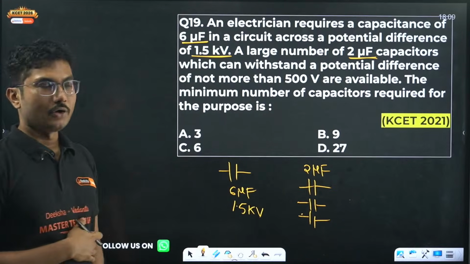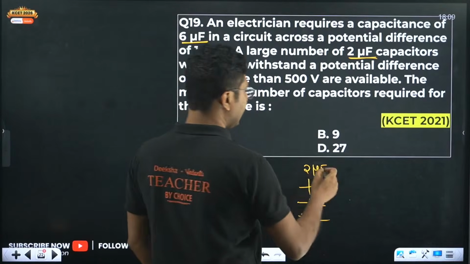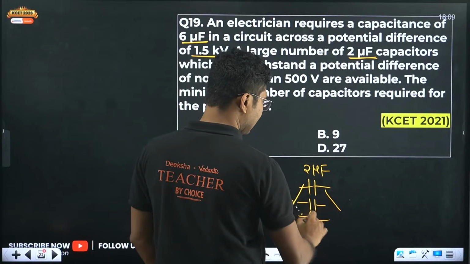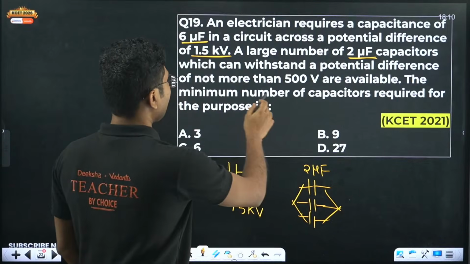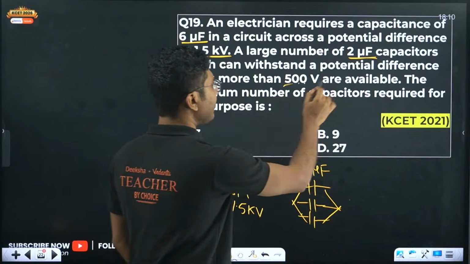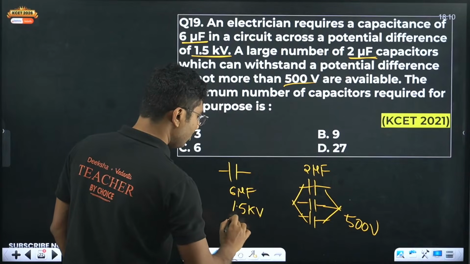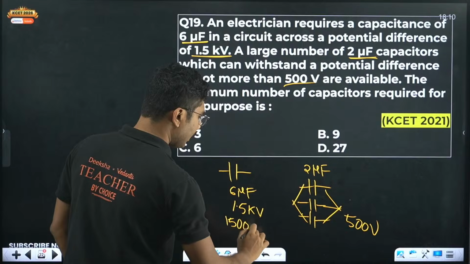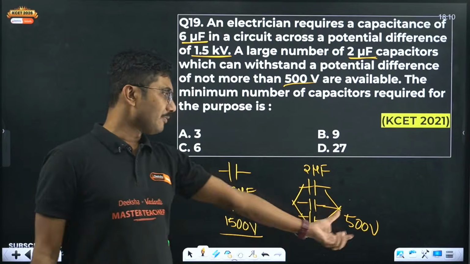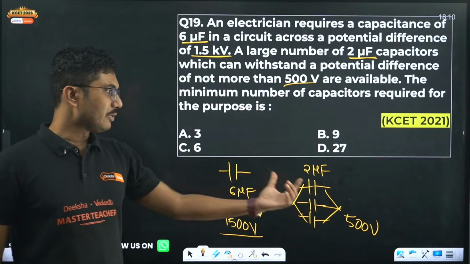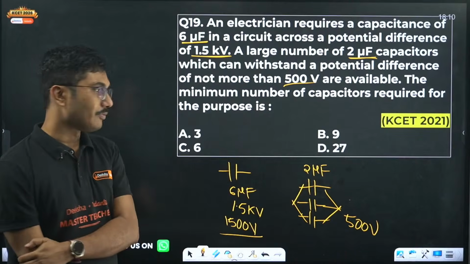1.5 kilovolt. Here, if you connect these capacitors in parallel, it can withstand only 500 volt. 1.5 kilovolt means 1500 volt. It will burn. If you try to use this capacitor, it will burn. Even though you will get 6 microfarad, the voltage rating will be different, so the capacitor will not work.